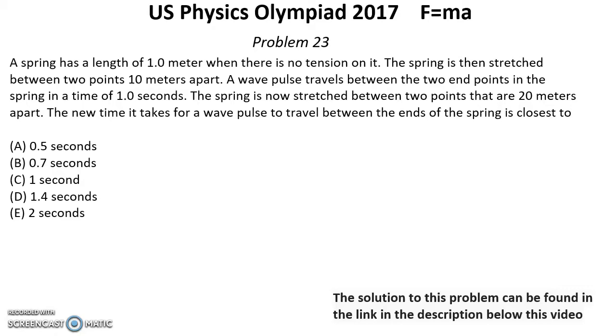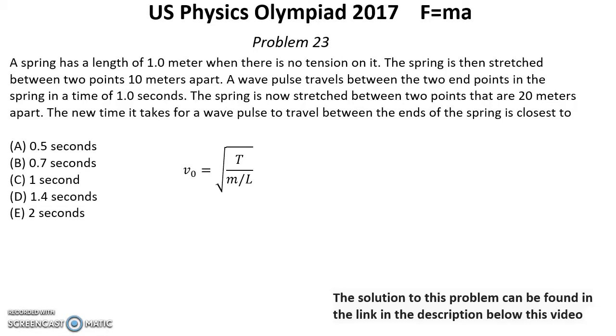Solution for problem number 23. First, let's write the expression for speed of a transverse wave in a spring with a tension T. This speed equals square root from tension divided by linear density, which is mass over length of the string.